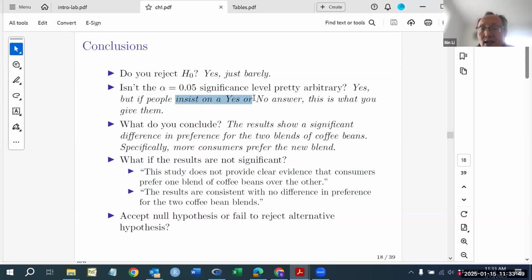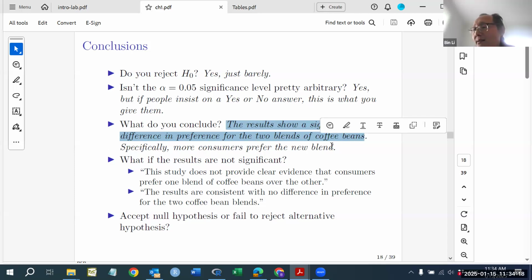But if you insist on a yes or no question, using alpha 0.05 can give you the answer, yes or no, okay? And what do we conclude from this study? So the results show a significant difference in preference for the two blends of coffee beans. Specifically, more consumers prefer the new blend. Okay, so this is the conclusion.